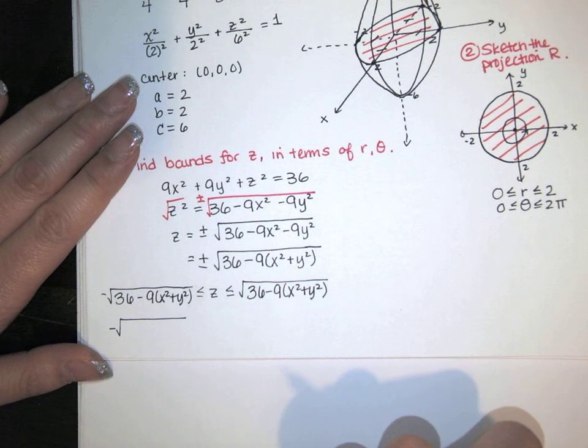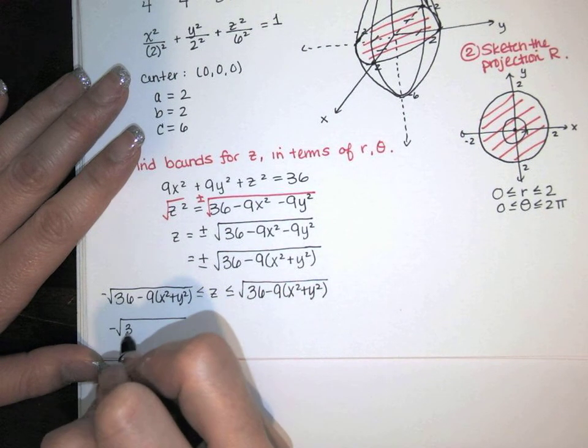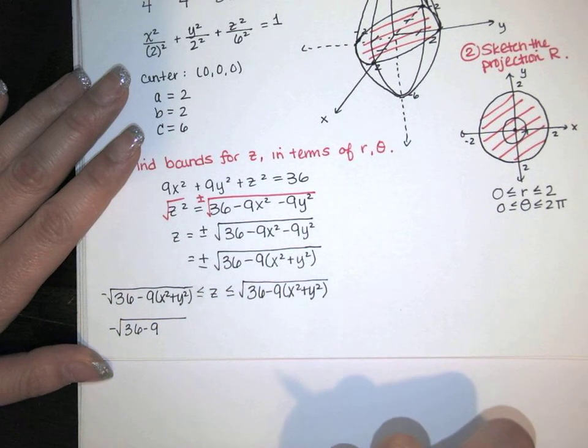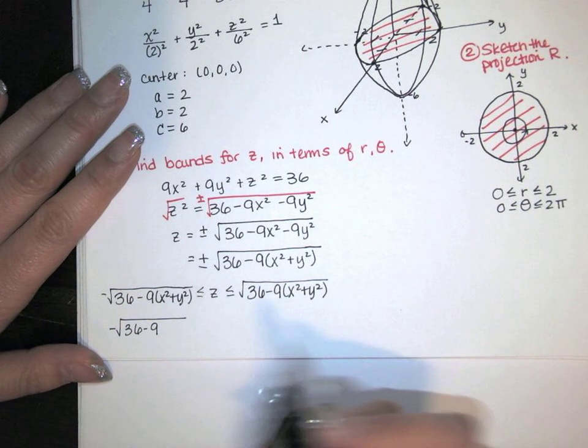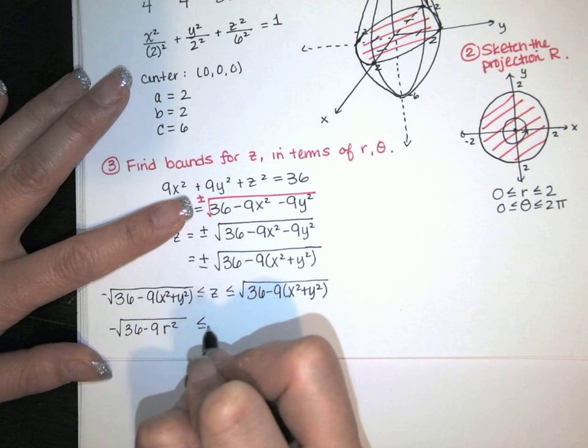So I replace x with r cosine theta. I replace y with r sine theta. But remember, that simplifies. If I take x squared and y squared and add them together, that's going to simplify to r squared.